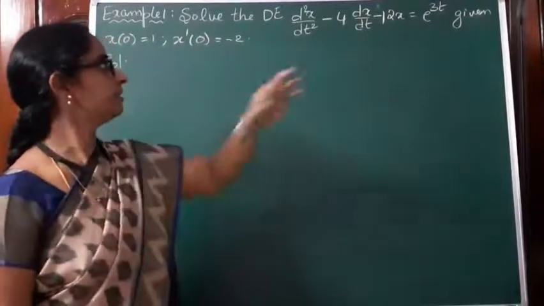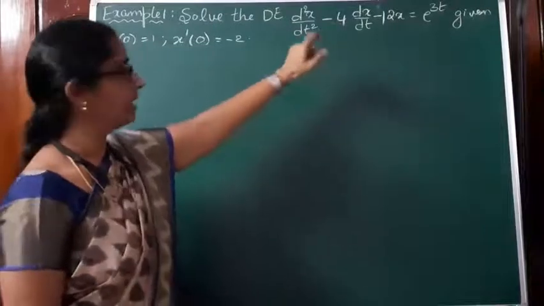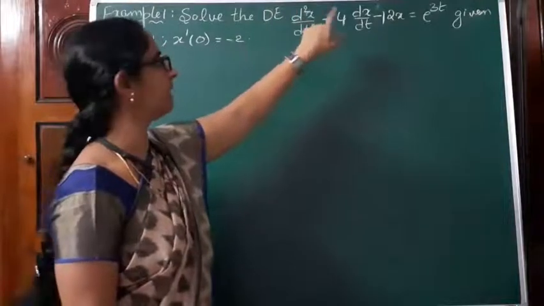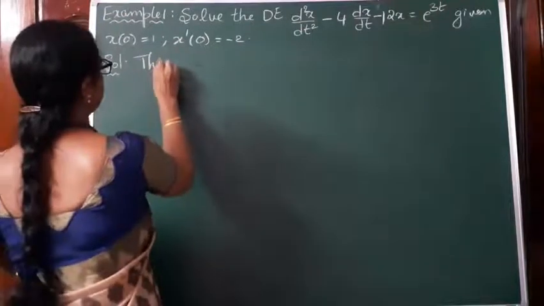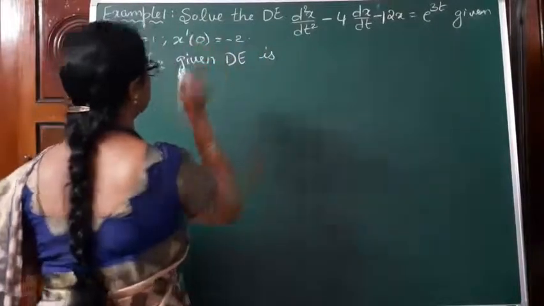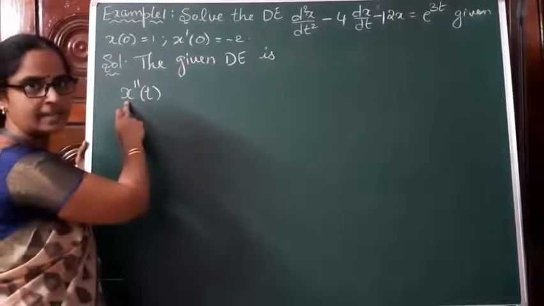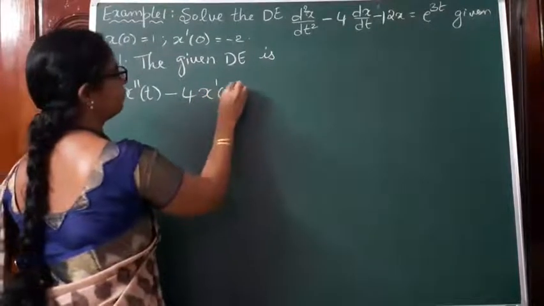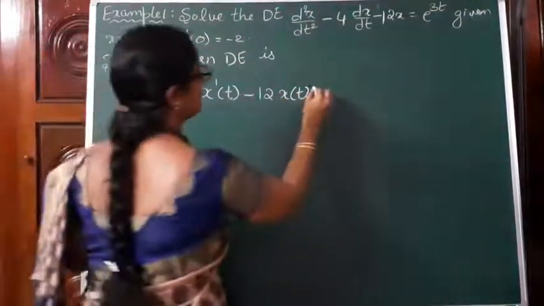So first, we write the given differential equation in the form of x dash of t and x double dash of t. Observe here, d square x by dt square is x double dash of t, and dx by dt is x dash of t. So the given differential equation can be written as x double dash of t minus 4 x dash of t minus 12 x of t is equal to e power 3t.